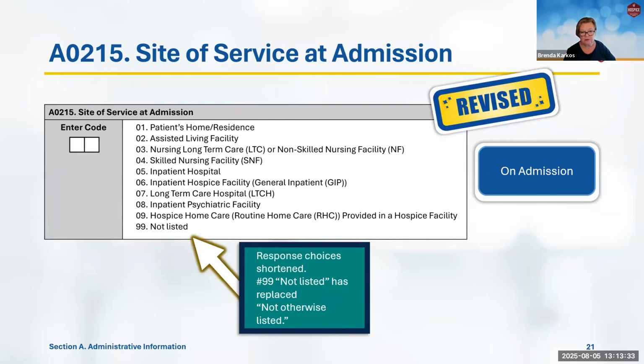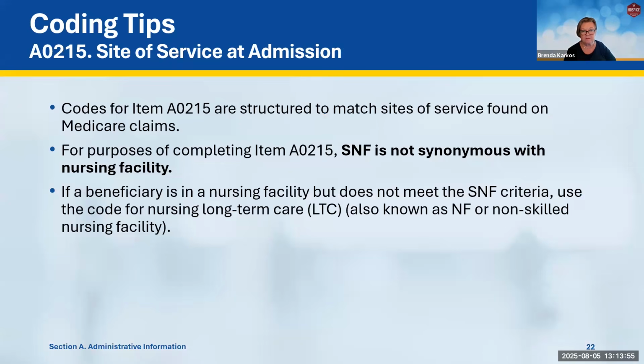So A0215 is the site of service at admission, and this identifies where the patient is receiving services at the time of the admission. There are 9 choices, and if the patient is perhaps in a location that is not on the list, you would mark 99, not listed. The response choices for this item have been slightly revised for HOPE. And here are a few coding tips for this item.